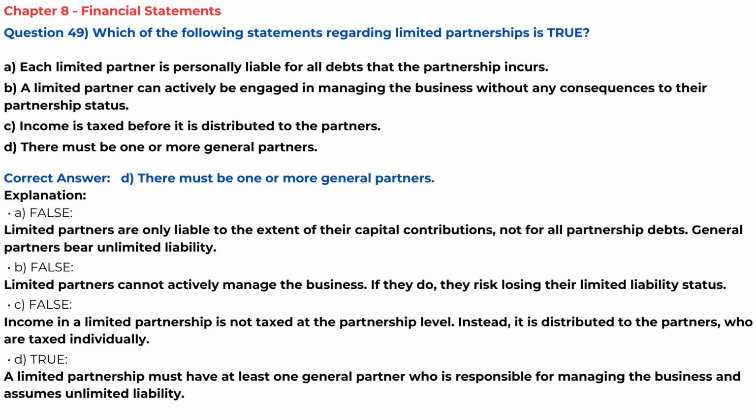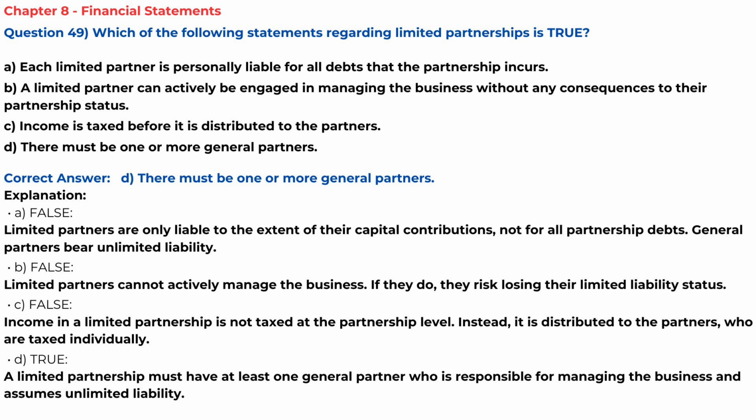Question 49. Which of the following statements regarding limited partnerships is true? Correct answer: D, there must be one or more general partners. Explanation: A, false. Limited partners are only liable to the extent of their capital contributions, not for all partnership debts. General partners bear unlimited liability. B, false. Limited partners cannot actively manage the business. If they do, they risk losing their limited liability status.